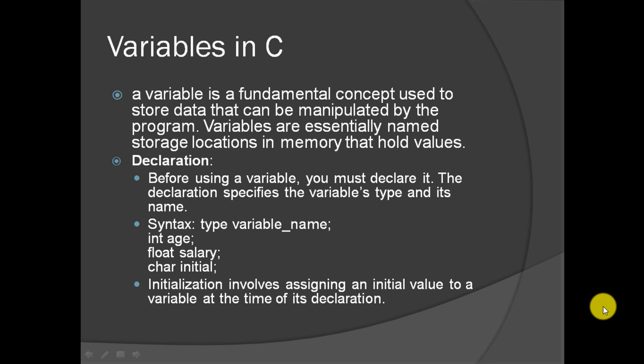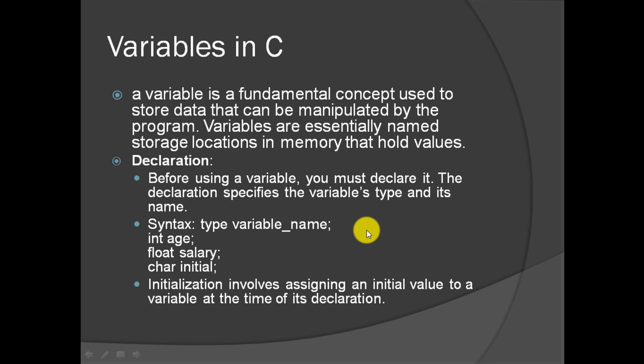Before using a variable, you must declare it. The declaration specifies the variable's type and its name. So before you use a variable, you need to declare it, and the declaration specifies the variable type and its range of values. So for example, let us see the syntax. First you need to declare the type, that is the data type, and you have to give a space, and then you have to give the variable name and then a semicolon. This is how you can declare a variable.